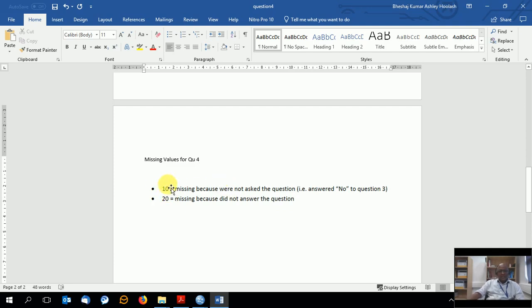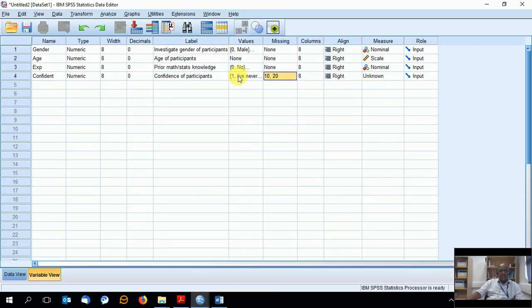So let's say 10 would be the values being missing because they answered no to question number 3. Hence, clearly they would leave question number 4 blank. 20 would be missing because they just didn't answer the question. Probably, like I've said, they didn't understand the question, or they have another reason which wasn't mentioned in the selection here, right? So that's why they left it blank. And what do you reckon here? What shall I be doing?